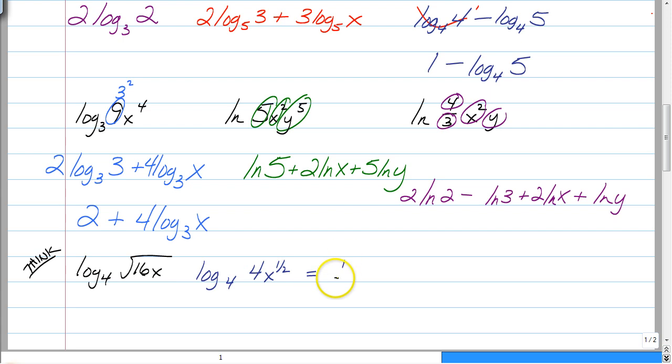So we have log base 4 of 4 plus 1/2 log base 4 of x. But now log base 4 of 4, as we know, is 1, plus 1/2 log base 4 of x. That's a challenging one right there. If you got that, I'm wicked impressed and you're ready to rock.